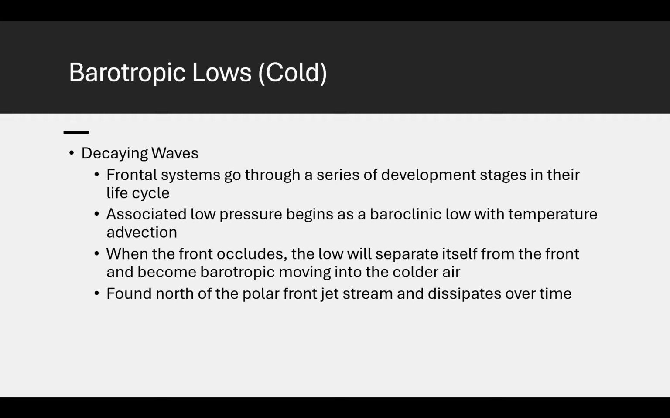Another type of barotropic cold core low is a decaying wave. Frontal systems go through a series of development stages in their life cycle. It's associated with low pressure that begins as a baroclinic low with temperature advection. And when the front occludes, the air mass contrast disappears, and the low pressure will separate itself from the front and become barotropic, moving into the colder air. This usually occurs back to the northwest of the surface low. And it's also found north of the polar front jet stream, and it's going to dissipate over time.